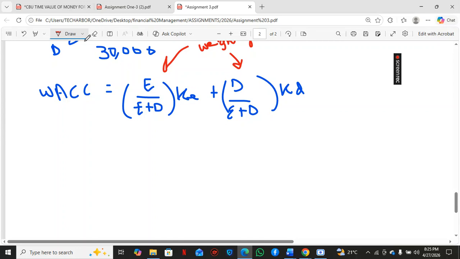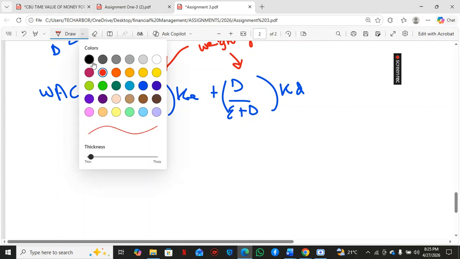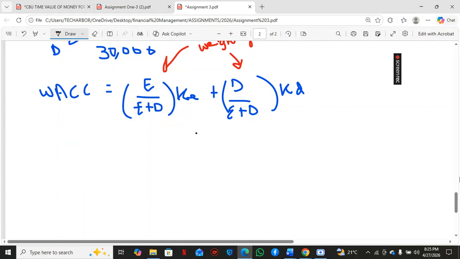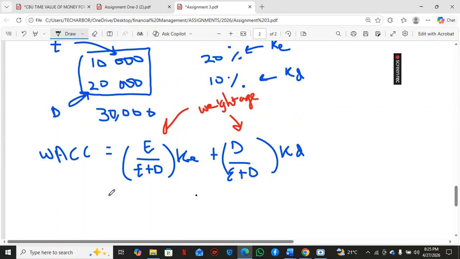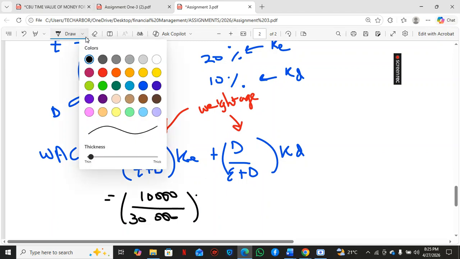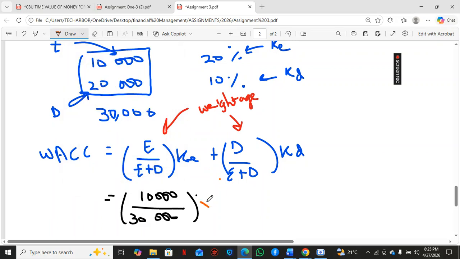for equity, the equity financing, you're just going to ask yourself, out of this total 30,000 that I've raised, what percentage is equity? So you're going to say 10,000 over 30,000. You want to find the weight of the equity. And this weight of equity, you're going to multiply it by the cost of equity, which is 20%.